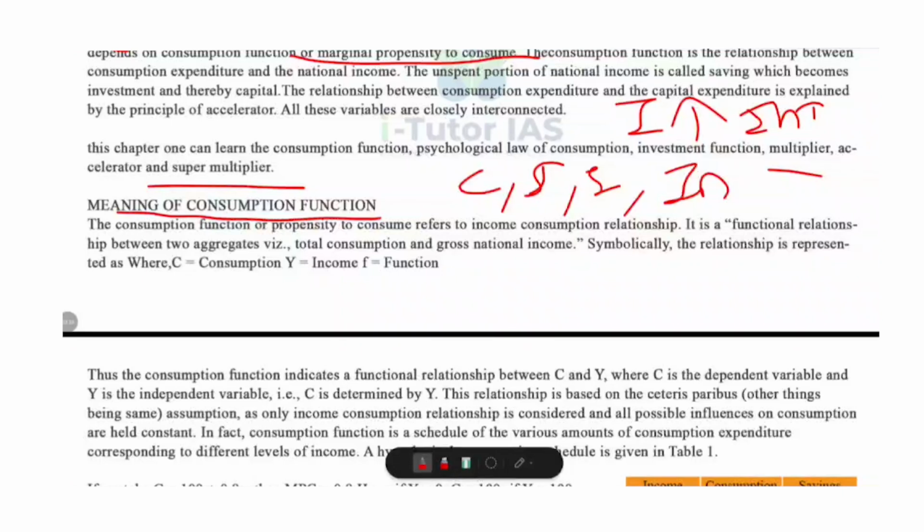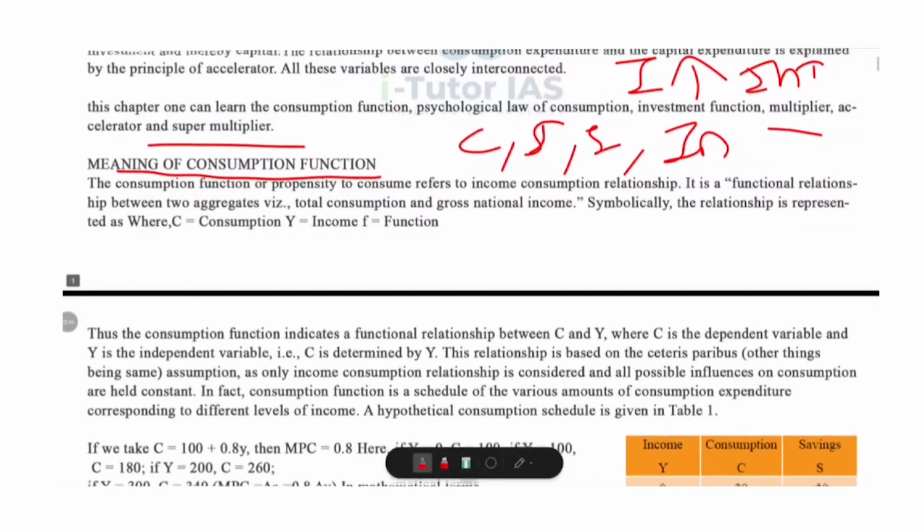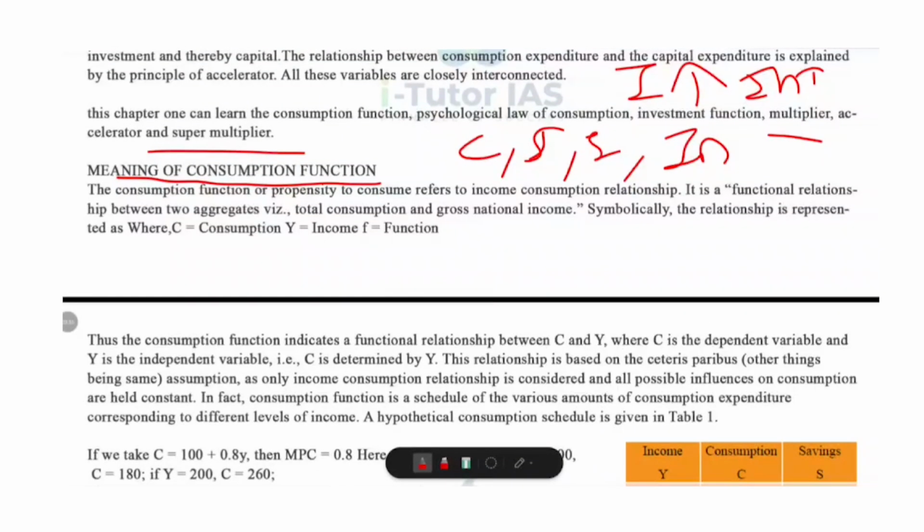It explains how and why businesses decide to invest. After that, we will study the multiplier, accelerator, and finally the super multiplier, which together show how changes in investment can multiply and accelerate national income in an economy. By the end of this chapter, you will clearly understand how consumption and investment together determine the level of income and growth in the economy.